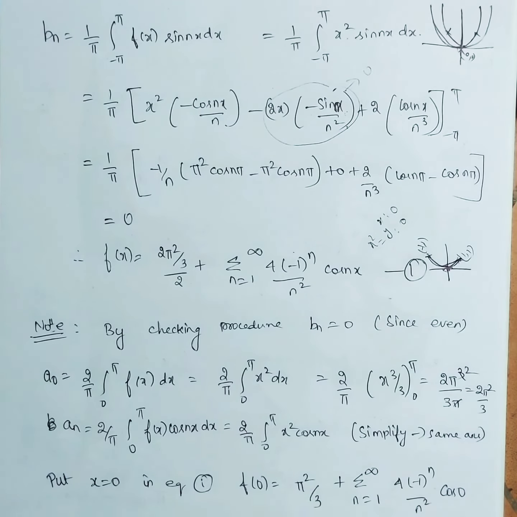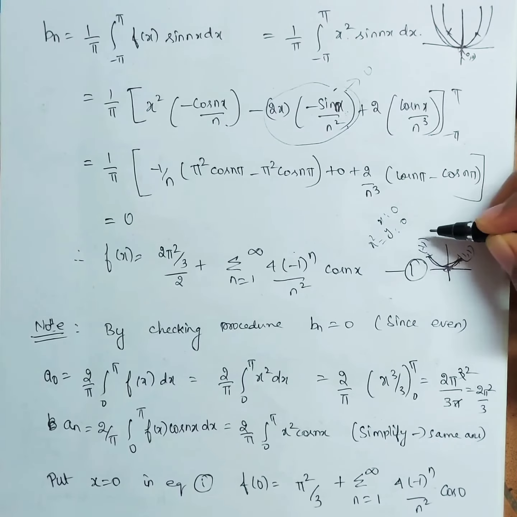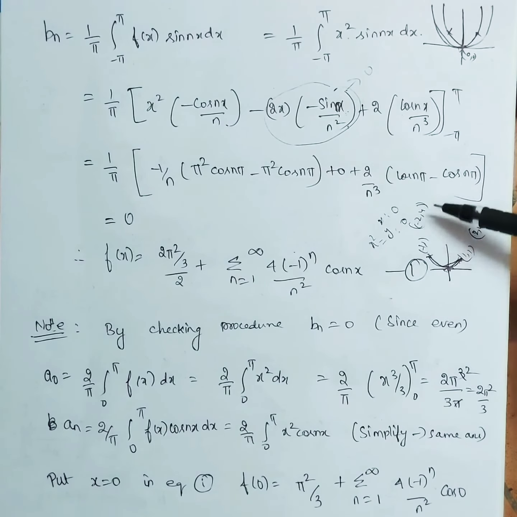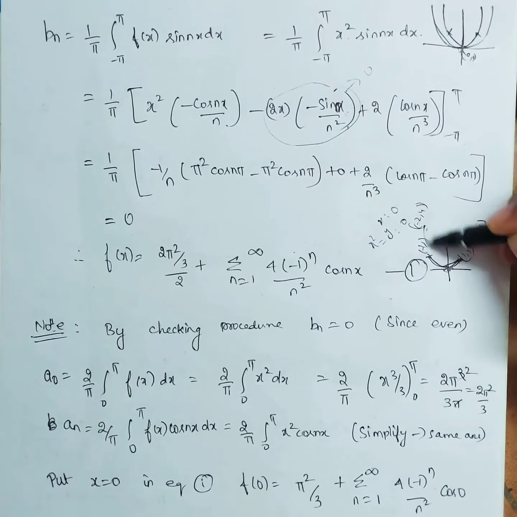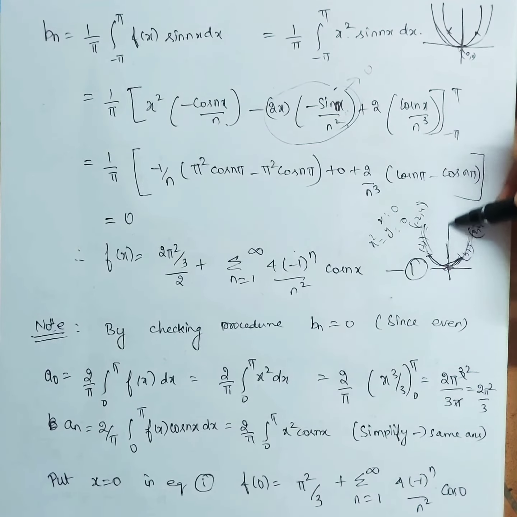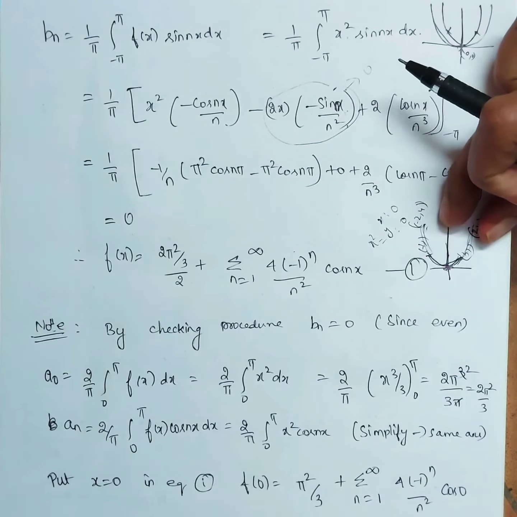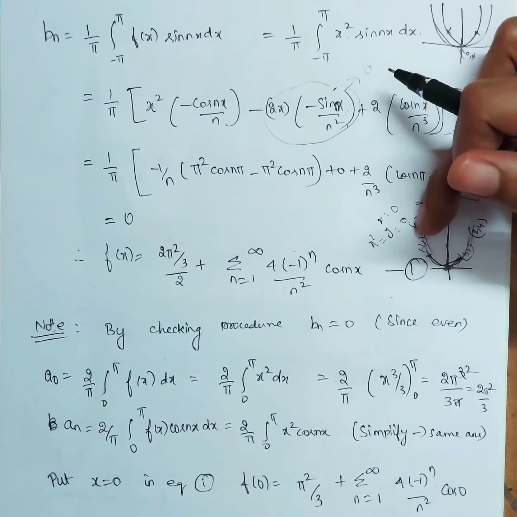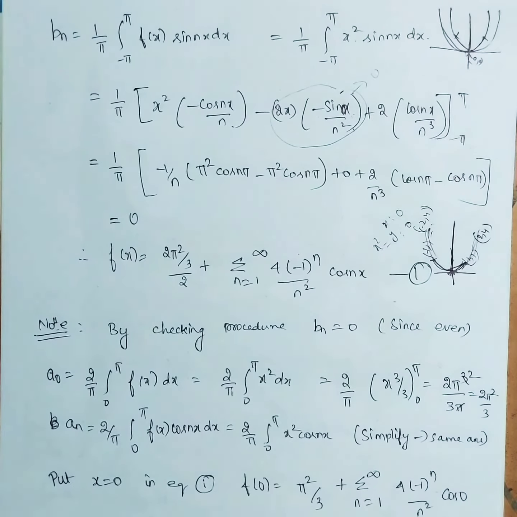Put x as 2, then what will you get? 2 square will become 4. So 2 comma 4 is on this side. Put x as minus 2, you will get minus 2 comma 4 on the other side. So your graph is going to be like this approximately. I don't have proper space to finish this. If you see this, it is just a mirror image, on the other side, symmetric. So the function is even.